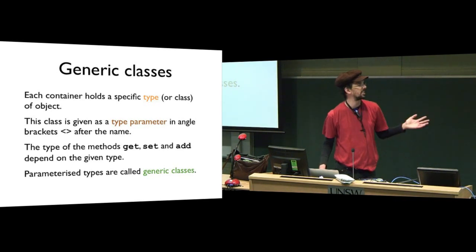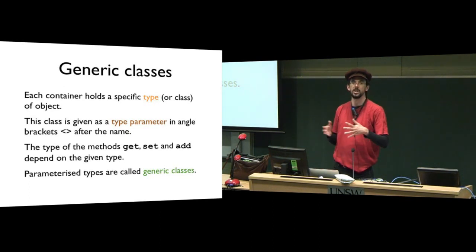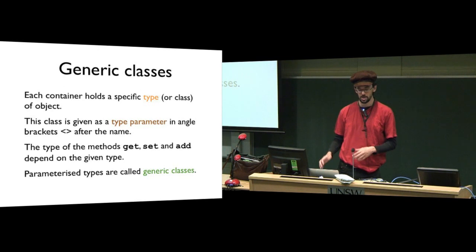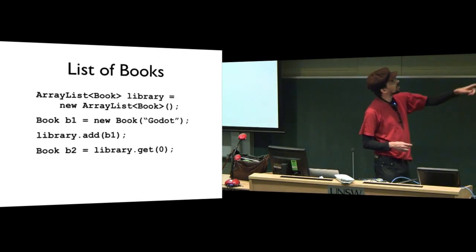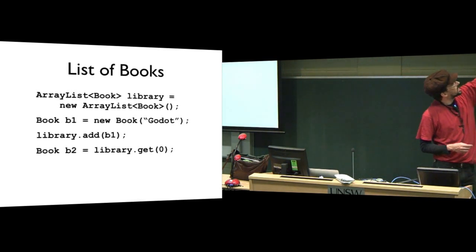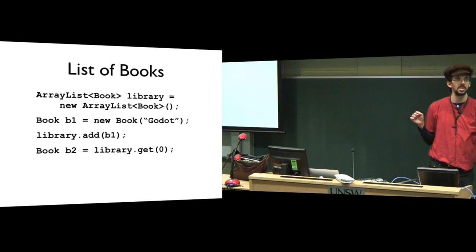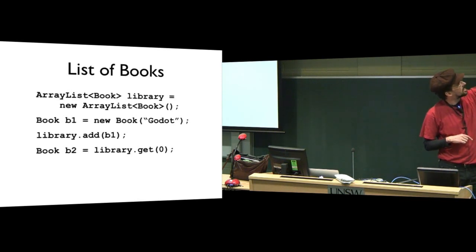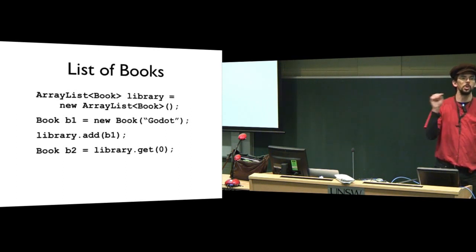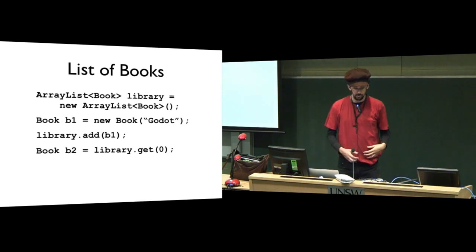So these are called generic classes. They're basically classes that take another type, and their behavior depends on whatever that type parameter is. So an example of what we're just doing: if we have a list of books, then we say it's an ArrayList, and then in the angle brackets we put Book, which is the type of things that are on that list. If we're creating it using the constructor, we put that angle-bracket Book in there to say that we're constructing a list of books.